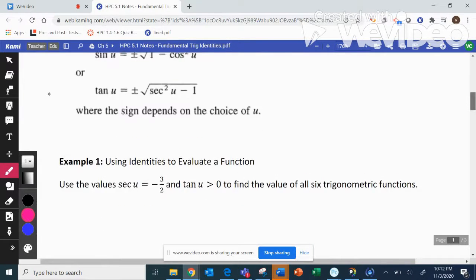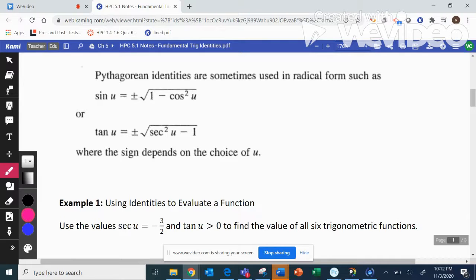Also, we need to note that Pythagorean identities can sometimes be used in radical form, where instead of sine squared u equals 1 minus cosine squared u, we could square root both sides and have plus minus. But you cannot square root individual terms underneath the square root. You would just have to leave the square root as 1 minus cosine squared.